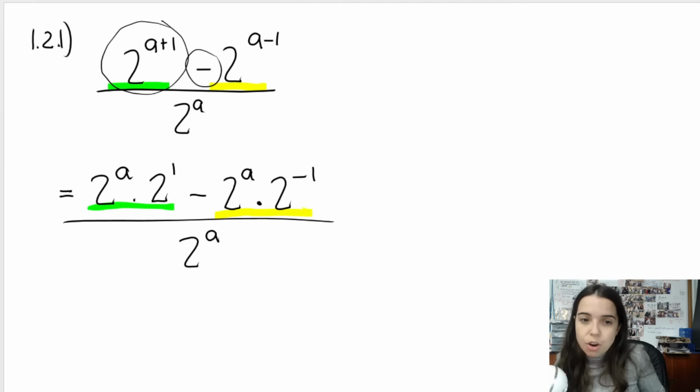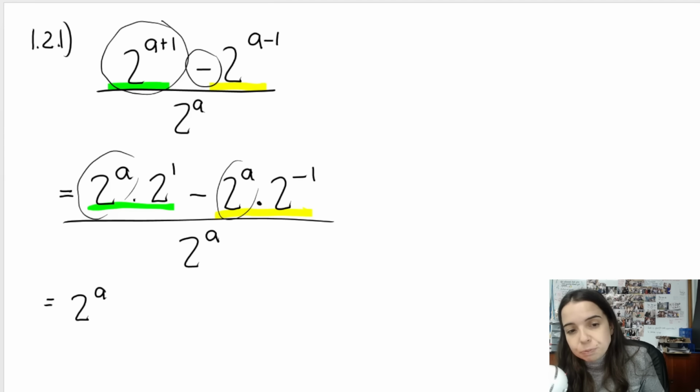How do I factorize the top? We can only factorize the top, not the bottom, because there's only one thing at the bottom. So when we factorize, we must take out something that they both have. What does the green and the yellow both have? I hope you see it. They both have 2 to the power of a. So I take out 2 to the power of a.